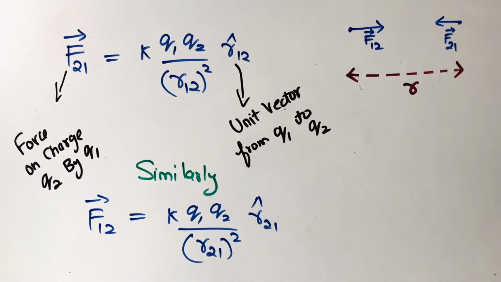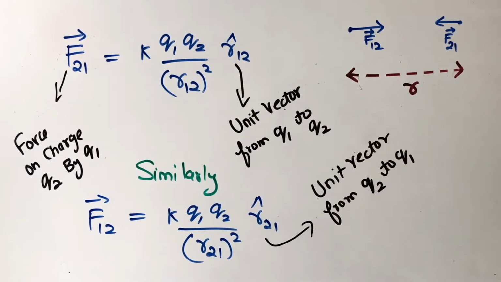Important thing to notice is that R21 is equal to negative R12.